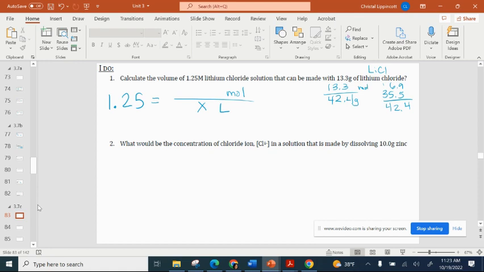Quick, someone do it in their calculator. And this is my grams up here. So those are going to cancel out, leaving me with moles. 0.314. Yes. Okay, that's my moles of lithium chloride. Now I need to get this where I can solve for X. So X is going to equal what? It's going to be on top. 0.314 moles over 1.25 moles per liter. So moles cancel out, leaves us with liters.